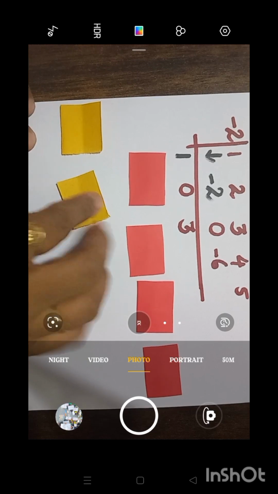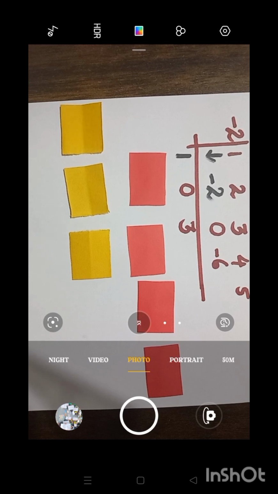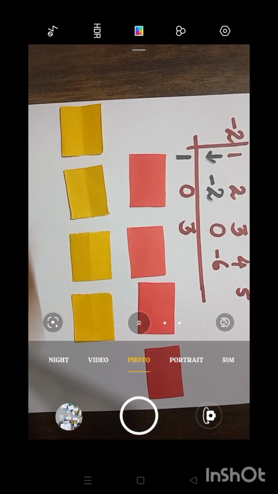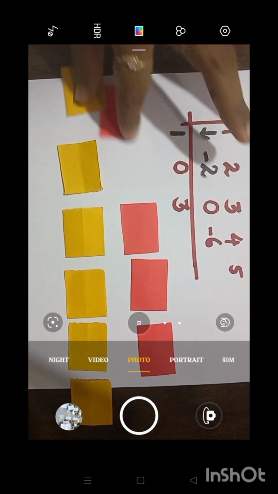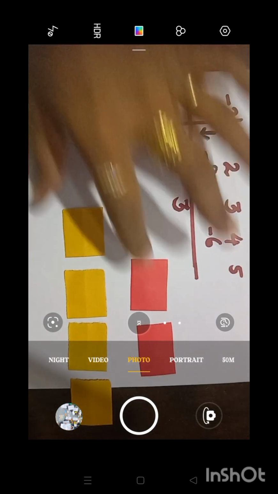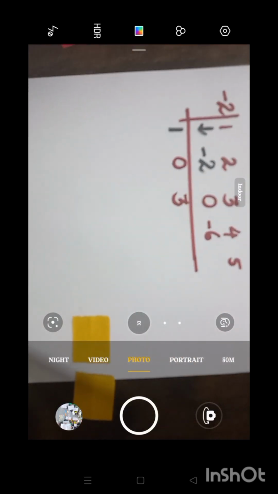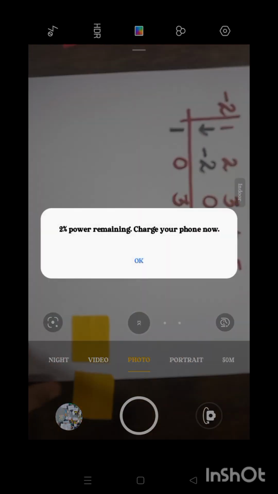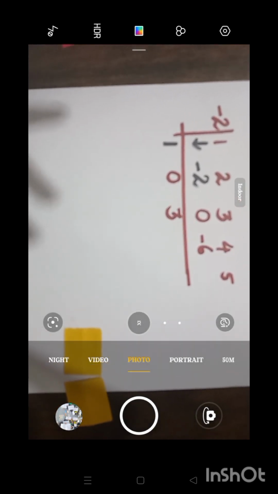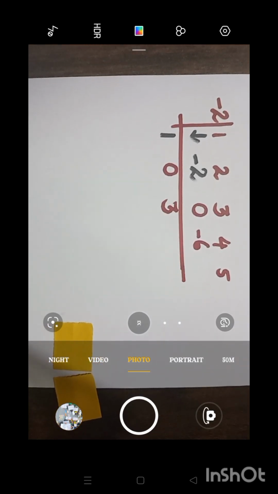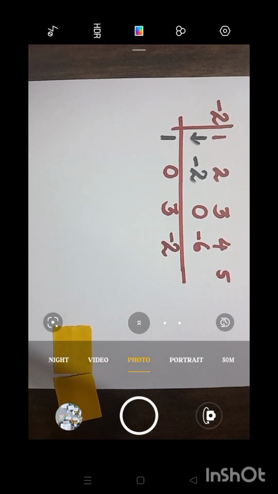Let's count: 1, 2, 3, 4, 5 and 6. So this positive and negative cancel, positive and negative cancel, positive and negative cancel, and this positive and negative cancel. Now who is remaining here? 2 are remaining, and those 2 are yellow, which means negative. So your answer here would be minus 2. 2 negatives remain, so here you will get minus 2.